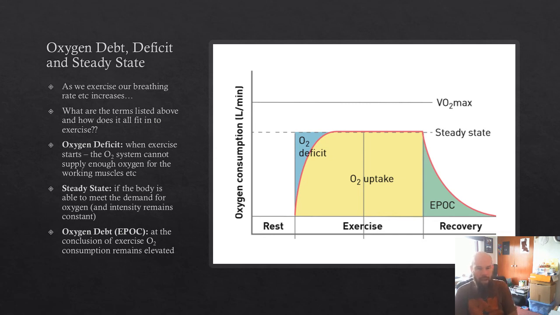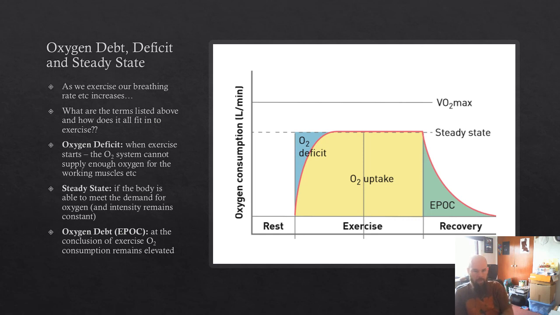So at the end of the event, your breathing rates remain quite high for a period of time. This is because we're replenishing stores of ATP in the muscles, and basically paying back that deficit that was at the start. Okay, so there's three terms there that you need to know.